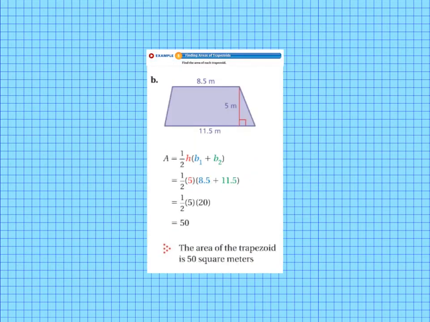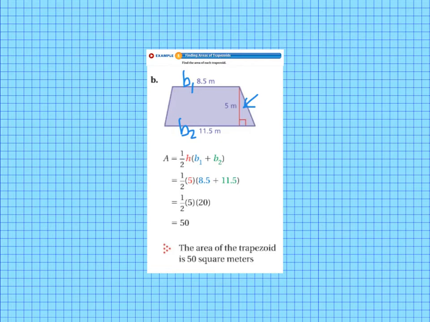Moving on to example 1b. Again, we're finding the area of the trapezoid. Be sure you get a picture of that into your notebook. And our bases are going to be base 1 is 8.5 and base 2 is 11.5 meters. And our height is 5 meters. So see how that meets at a right angle.